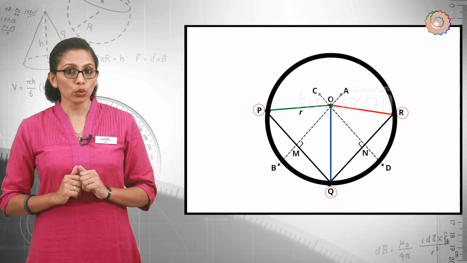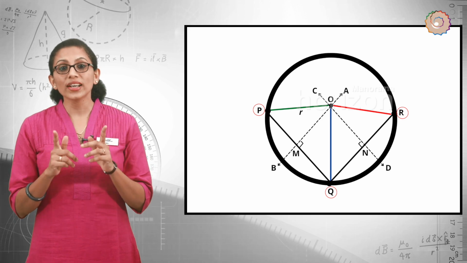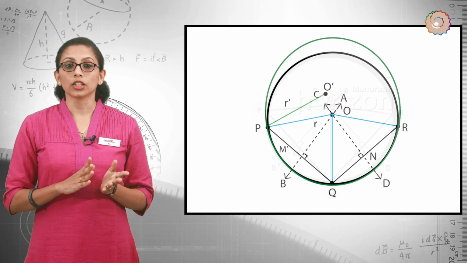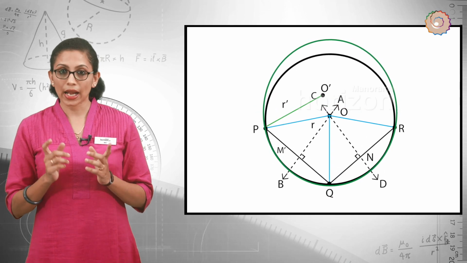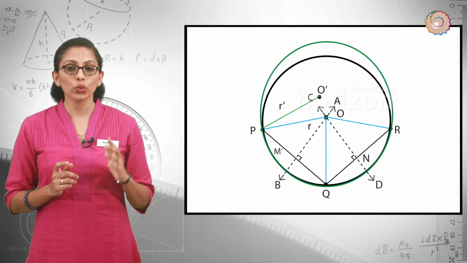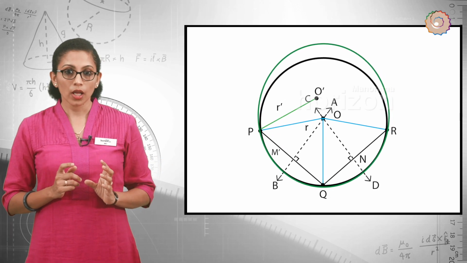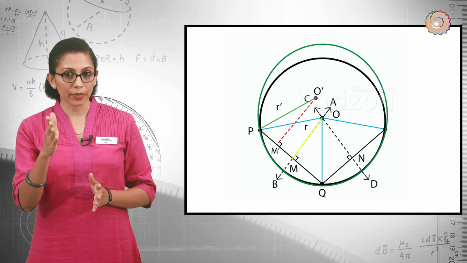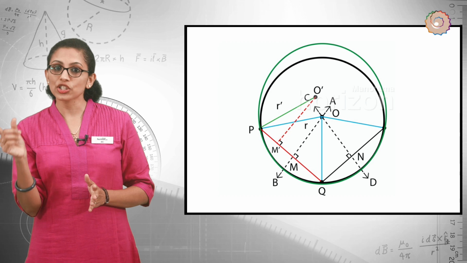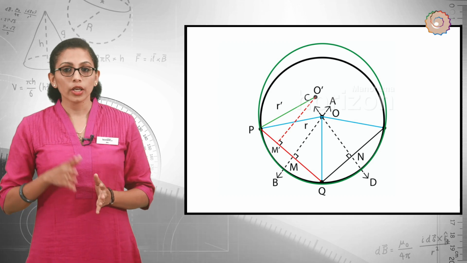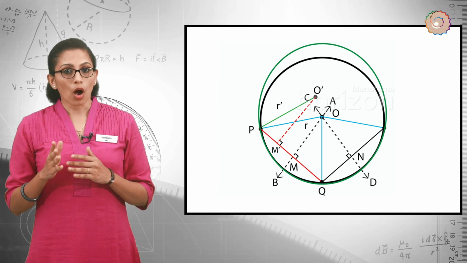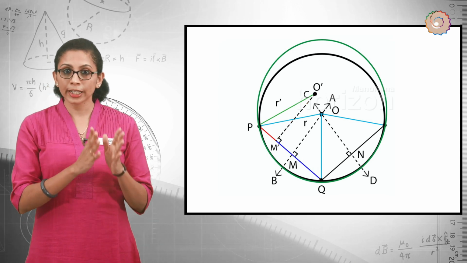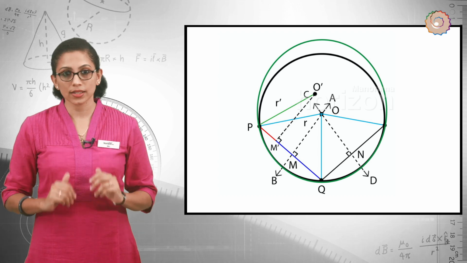Now, we have to prove that there is only one circle. Let us assume there is another circle with center O dash and radius R dash passing through P, Q and R. Let us draw a perpendicular from O dash to PQ at M dash, that is O dash M dash is perpendicular to PQ. Now refer to figure 3. Now also PM dash is equal to QM dash. What is the reason? Perpendicular from center to a chord bisects it, right?